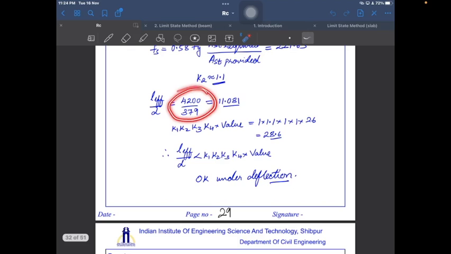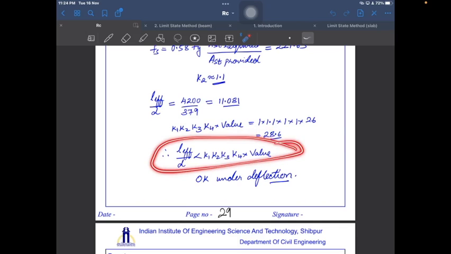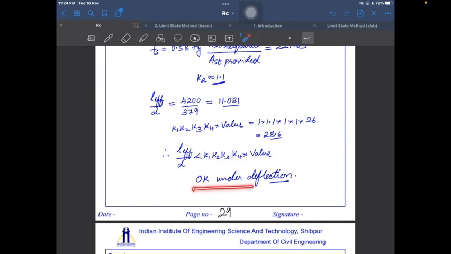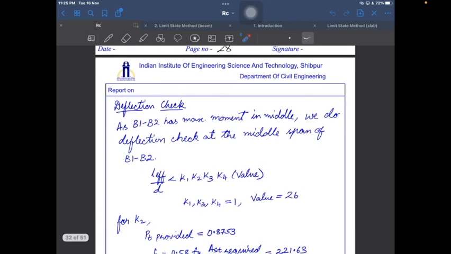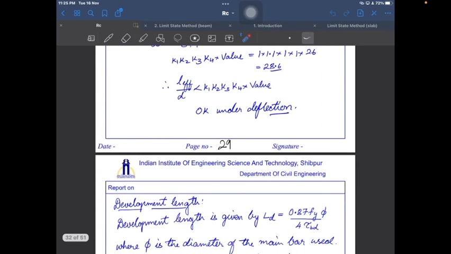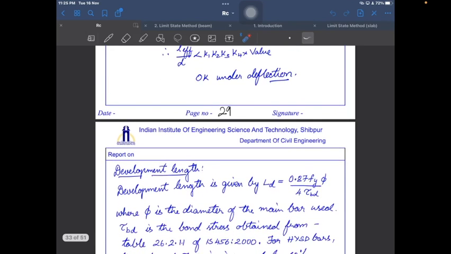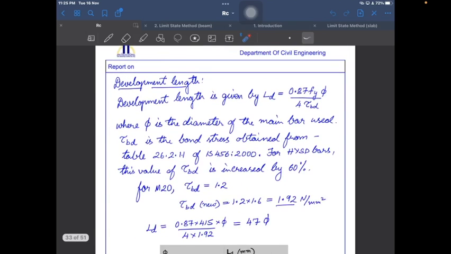My L effective by D, you know L effective, you know D. L effective by D is this much, and K1, K2, K3, K4 into value is this much. So this criterion is satisfied, so it is okay under deflection. When the critical beam is okay under deflection, all the other beams will be okay under deflection. So we need not check every other beam. So that completes our deflection check, and now the last two things are remaining.